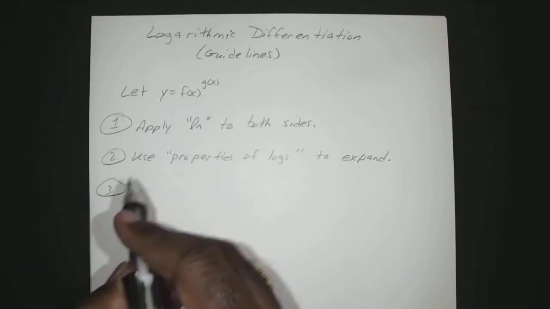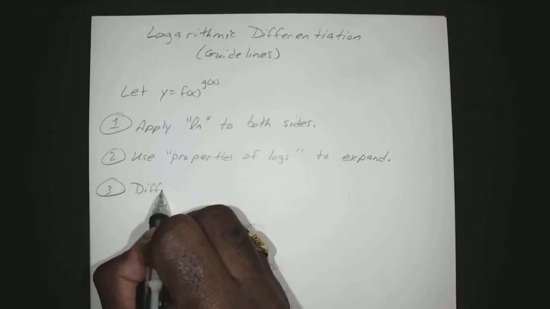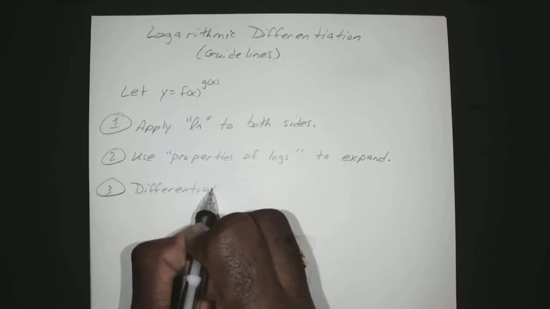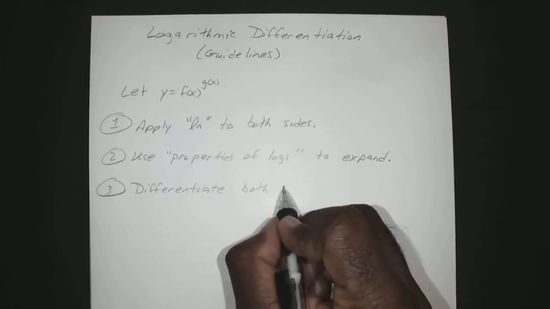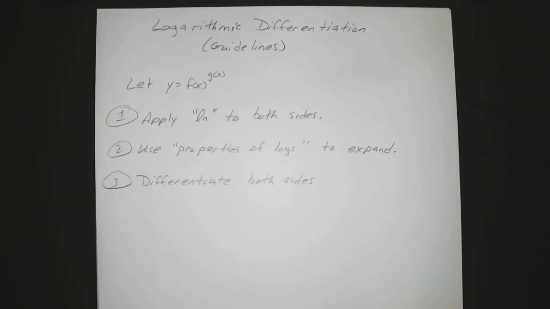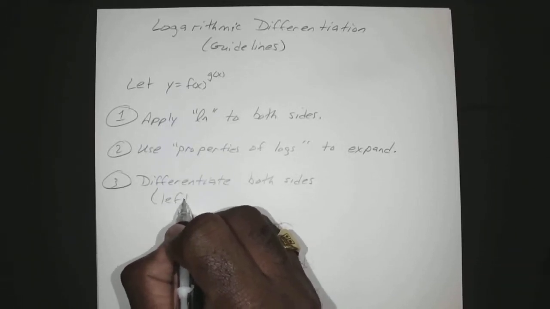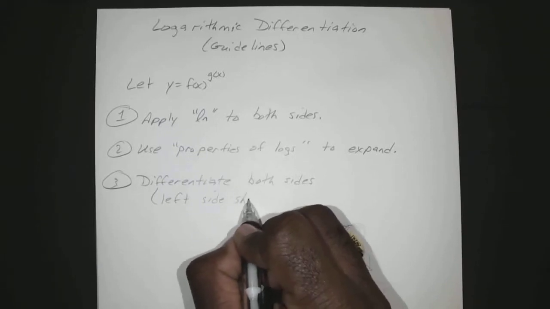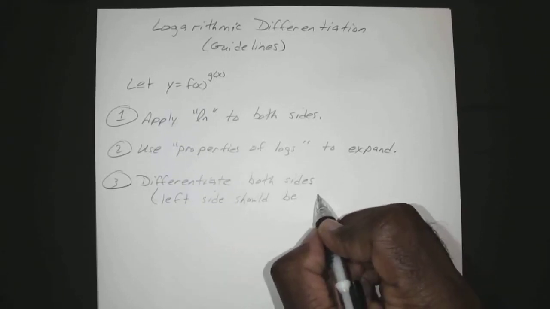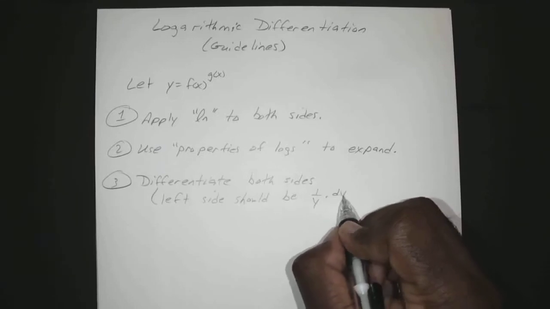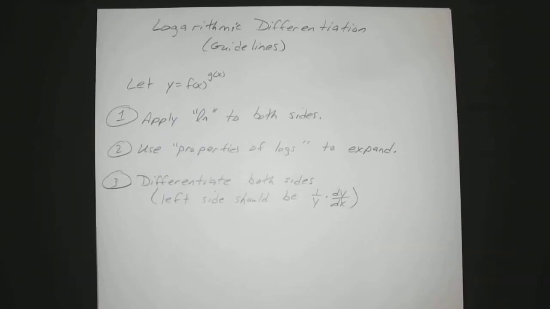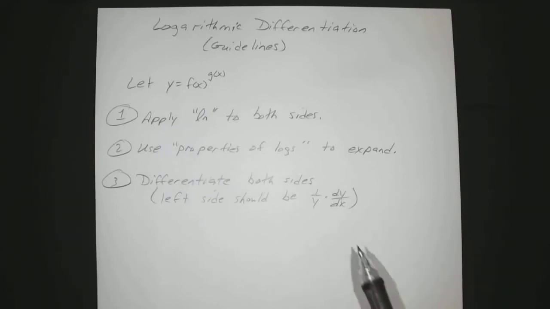Okay. And then you want to differentiate both sides. Okay. Now, if you did it right, the left side should be 1 over y times dy dx. Then you multiply both sides by y and replace y with your f of x to the power of g of x that you started with.